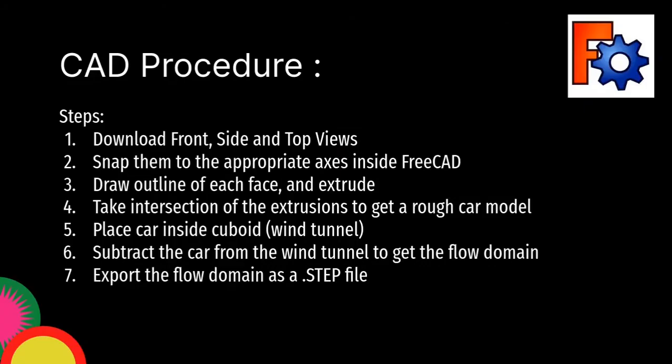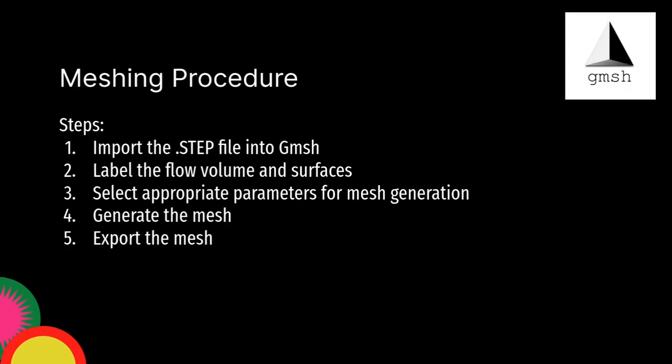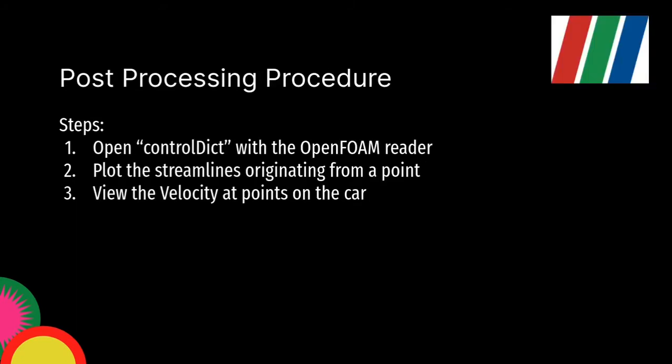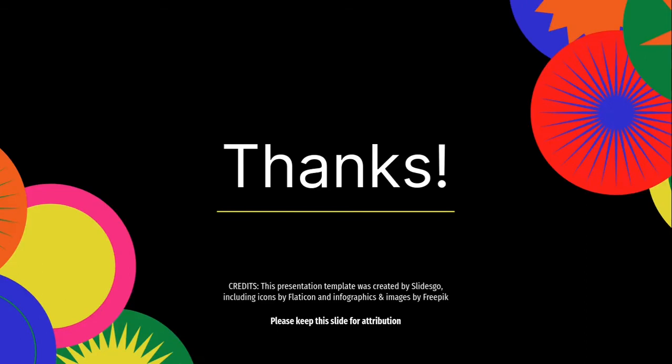First, let's take a quick look at all the steps involved before we jump into the performance. These are the steps we'll need to do in FreeCAD. These are the steps we'll need to do in Gmsh. In OpenFOAM, we'll be using the icoFoam solver for now, with MPI for parallelization. And finally, these are the steps we'll be doing in ParaView. So now that that's out of the way, let's get started.